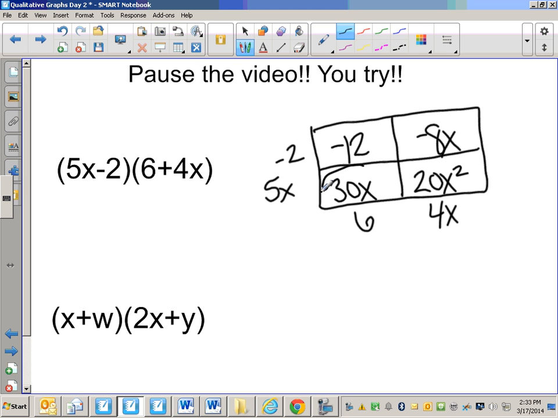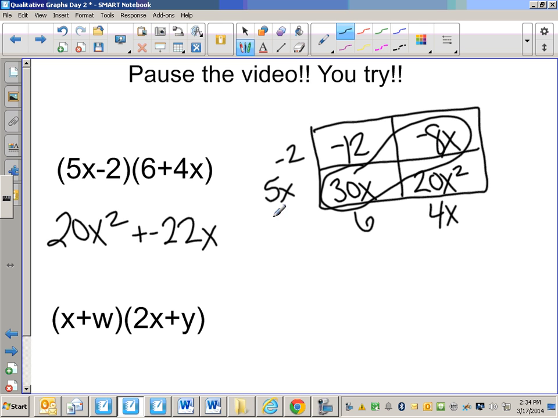Okay, and then I see I've got some like terms here. So when I simplify my answer, I'm going to have 20x squared. 30x minus 8x is 22, or negative 22x. And then I have this plus a negative 12. So that's my answer. Again, I just took 5 times both things in here, or 5x times both things in this parenthesis, and negative 2 times those two things there.